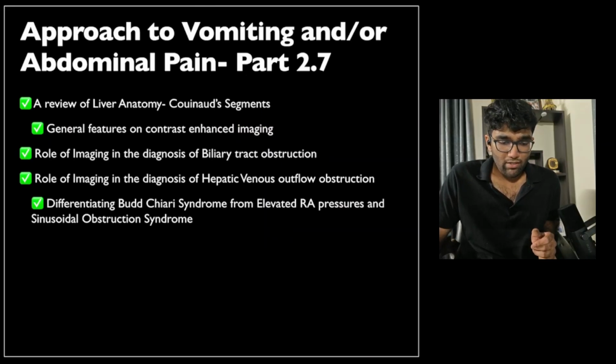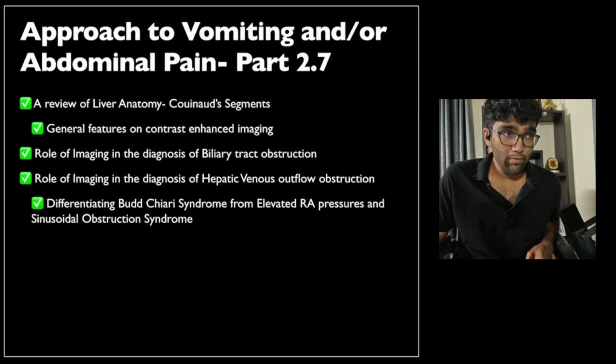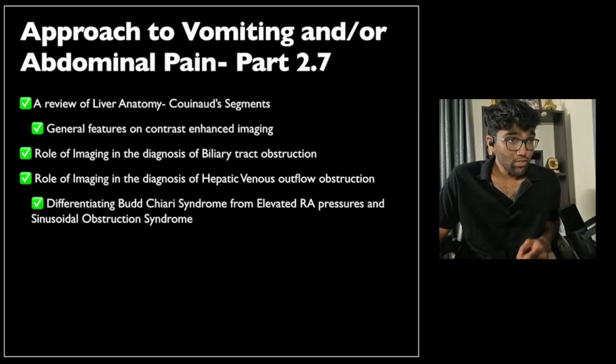We've already discussed in the previous videos in this series the anatomy of the liver, general features of contrast and imaging of the liver, and the role of imaging in the diagnosis of biliary tract obstruction. We've described the role of imaging in the diagnosis of hepatic venous obstruction, and then differentiated Budd-Chiari syndrome from elevated right atrial pressure as well as sinusoidal obstruction syndrome or other hepatic venous outlet obstruction syndromes. So in this particular discussion, I would like to go ahead with the remaining topics, that is, discuss the remaining imaging of the spleen as well as the kidneys.